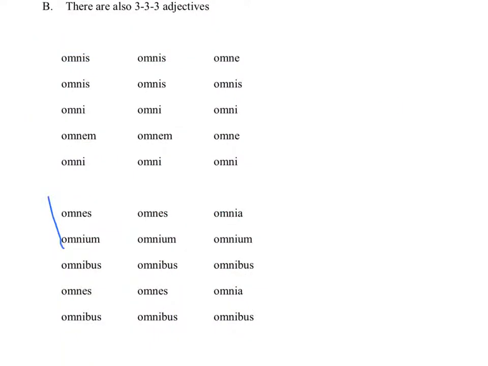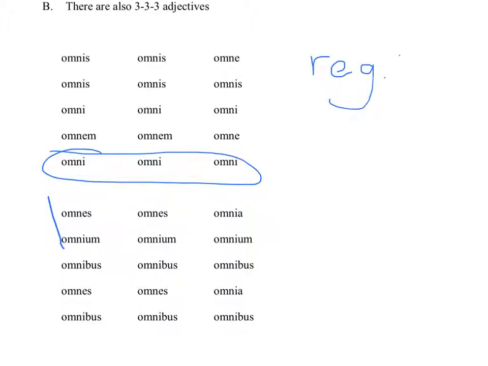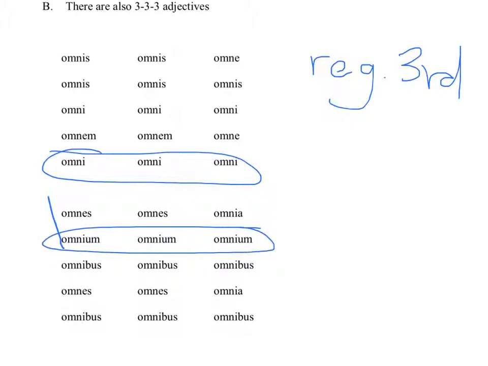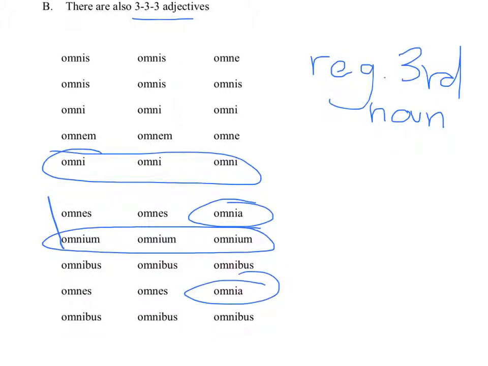I'm going to show you that again with a clean slate. This has an I here instead of an E, which is what your regular third declension noun would have. Your regular third declension noun would not have an I. And it has an I before the UM right here. That is not what happens with a regular third declension noun. This is a third declension adjective, a 3-3-3 adjective. And it does not have an I here. Your regular third declension noun does not do what your third declension adjectives following this pattern do.